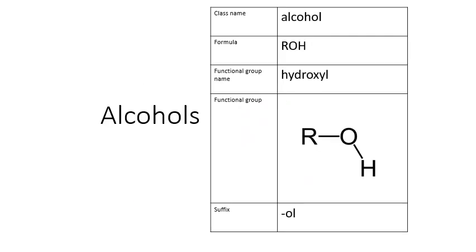So the next functional group is the alcohols. They have a general formula of ROH, where R can be any other group: alkyl, alkenyl, alkynyl. They have a functional group name of hydroxyl, and it's going to be ROH, and the suffix is now -ol.